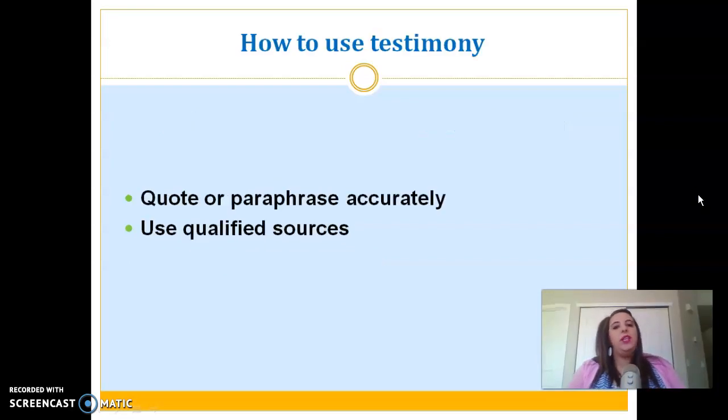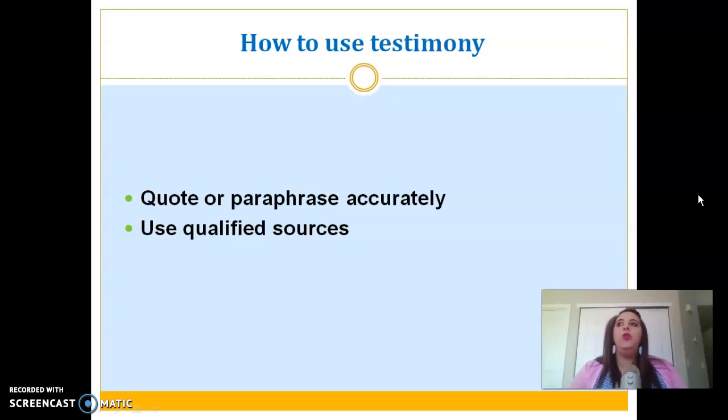All right. How to use testimony: quote or paraphrase accurately. What I always think of with this is reality TV. I love reality TV. I know it's all fake. Don't judge me. But with reality TV, there's power in editing, and this is true with anything. Let's say I was relaying to a friend what someone else said, and you could edit that to make it look like I said that to the friend I was relaying it to. So quote or paraphrase accurately.